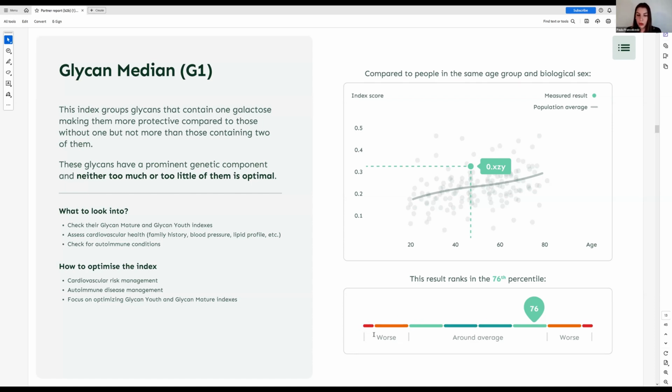Having a very low quantity in this index is indicative of a high risk of developing cardiovascular diseases in most of the cases, and very high levels are typically seen in neurodegenerative diseases. So we want to be in the middle. As I mentioned, this is part of the glycome that is mostly driven by the genetic side of the glycome. So if somebody has a family history of cardiovascular diseases in combination with a very low score here in the glycan median, that's a sign that further evaluation of the cardiovascular risk profile is needed.